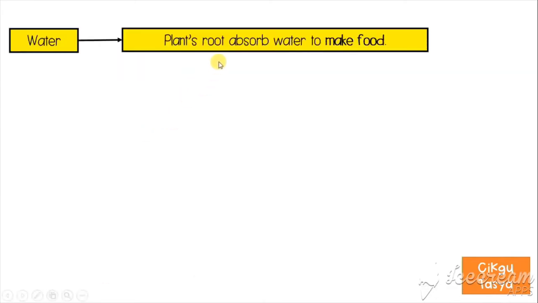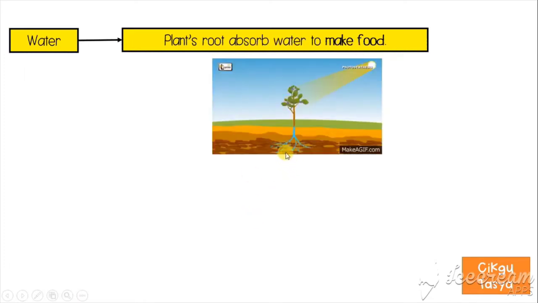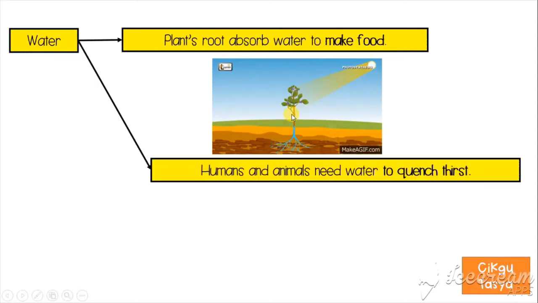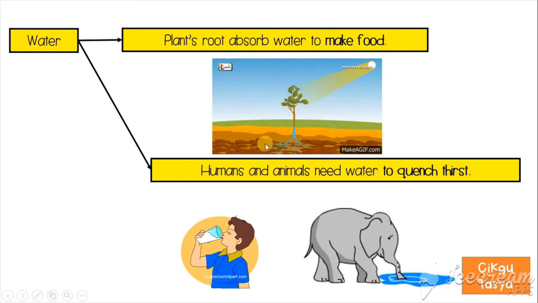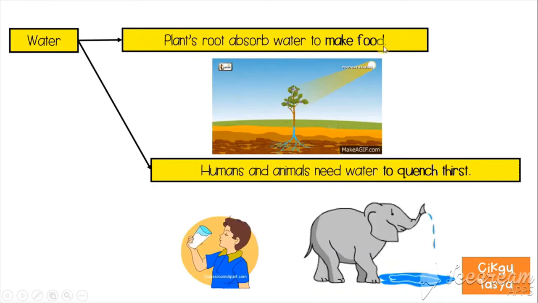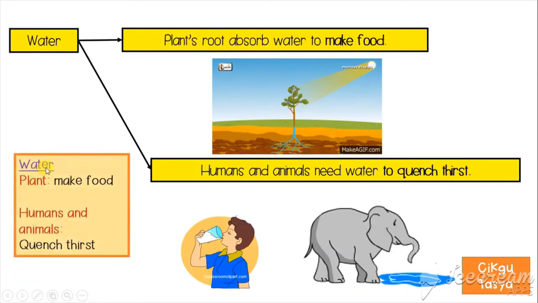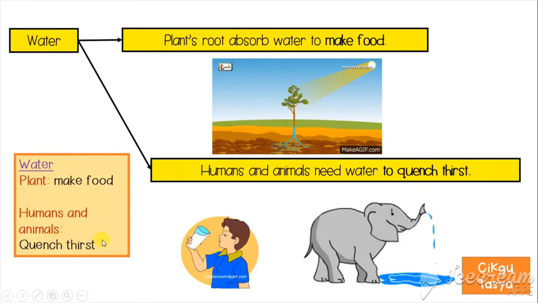So plant roots absorb water to make food, while humans and animals need water to quench thirst. Whenever we feel thirsty, we feel dehydrated, we need water. Okay, so you can see that here also it becomes very different. Humans and animals need water to quench thirst, while plants need water to make food. So water: plants use it to make food, humans and animals to quench thirst.